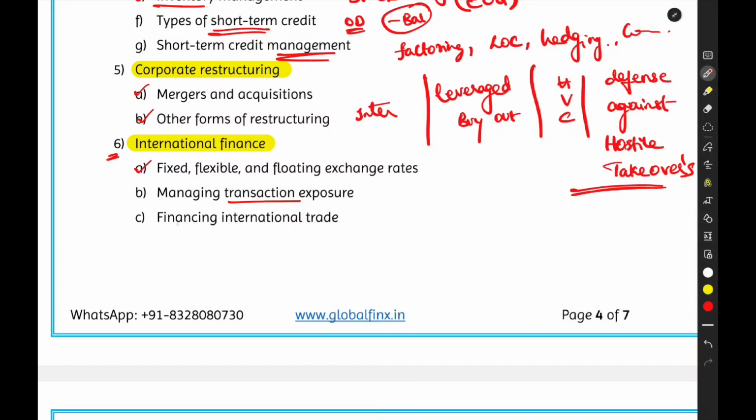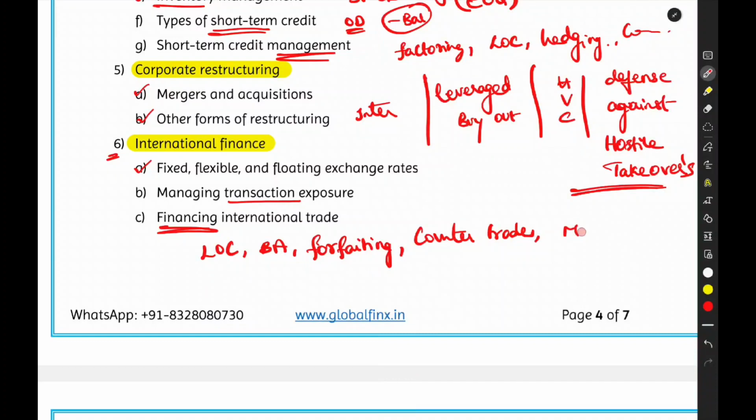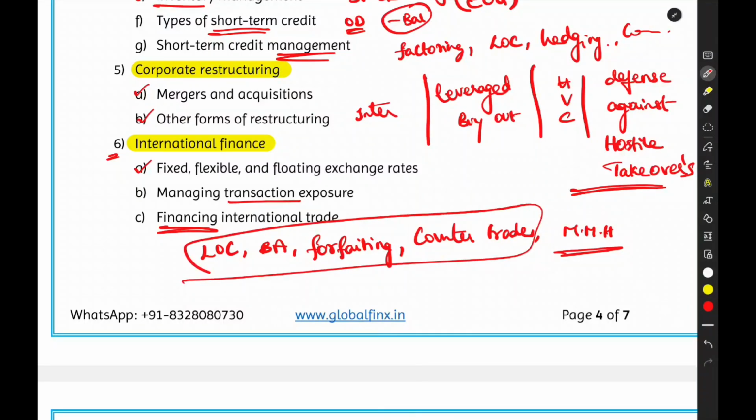And the last one is, how do you get finance for international trades? There are so many special financing methods that are only suitable for international trade, like your LOC, letter of credit, then you have your bankers acceptance, you have forfaiting, counter trades, money market hedge. All this stuff is available. Money market hedge you can do for local transactions also, but yeah, these things are specifically for international trades.